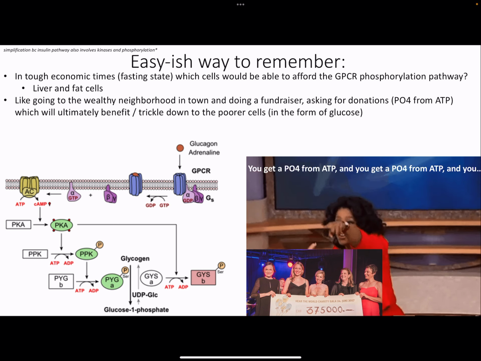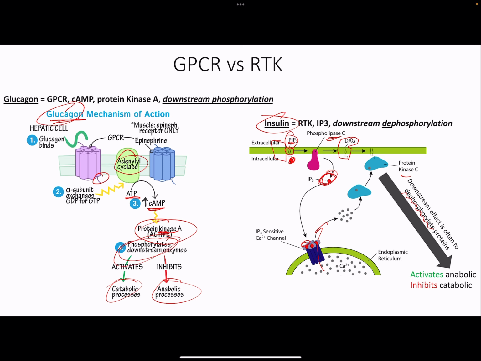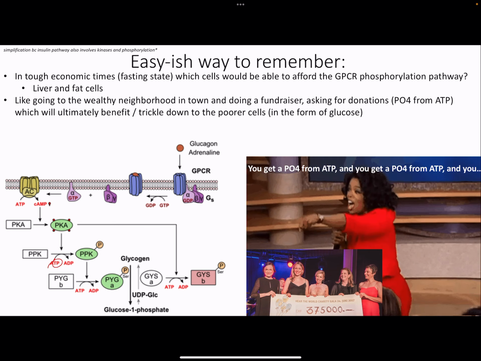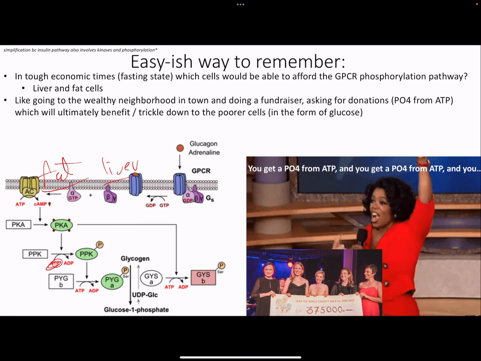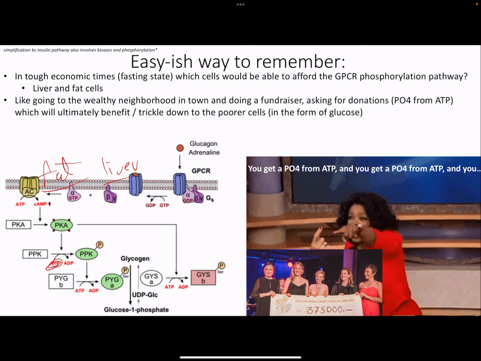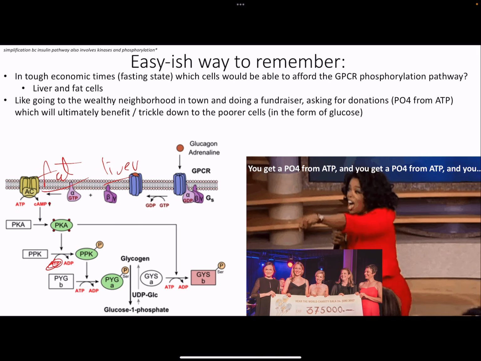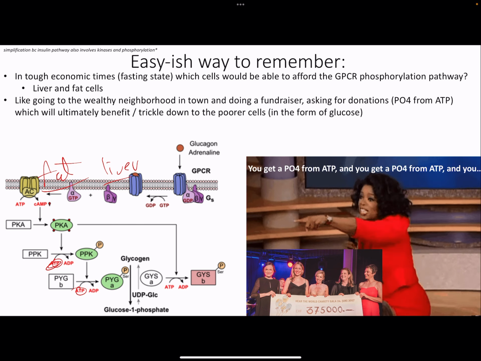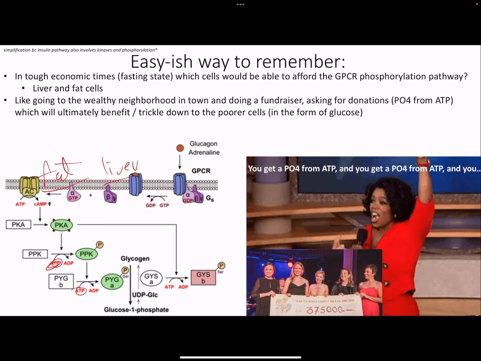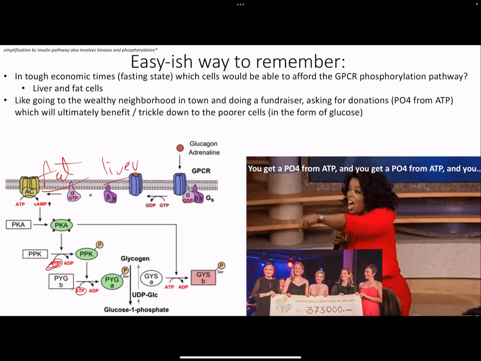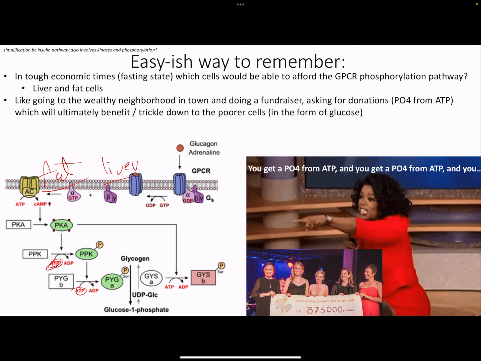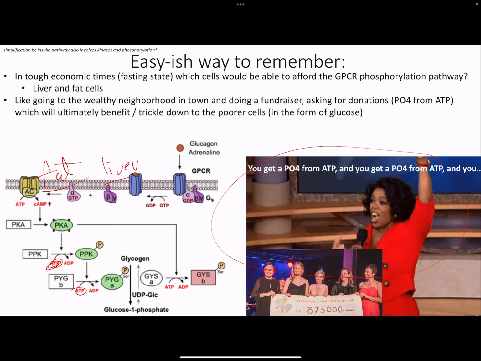So that's why when we look at glucagon, we're going to see that we're phosphorylating everything. We're taking the ATP from this fat cell, or this liver cell, the wealthy ones. Wealthy doesn't mean bad in this analogy. Wealthy just means wealthy, right? They might be altruistic. So there's a lot of ATP in these cells, and the rest of the body is very hungry. And so we're going to ask for donations. And because we can afford it, we're going to phosphorylate all of our proteins. And this has a downstream effect of eventually generating glucose to push out into the bloodstream to feed the rest of the cells.